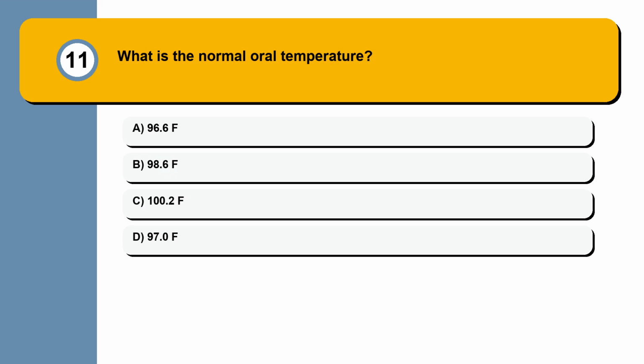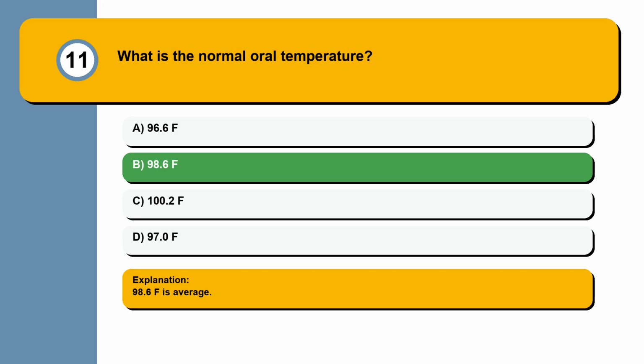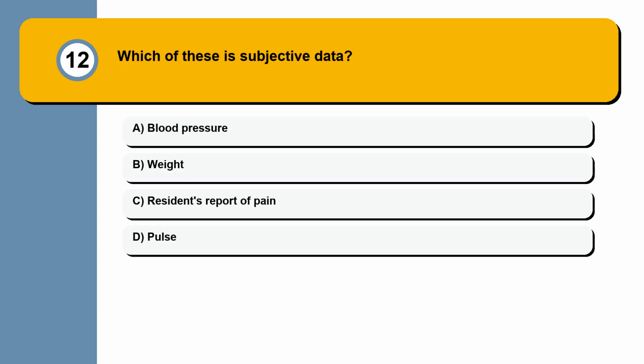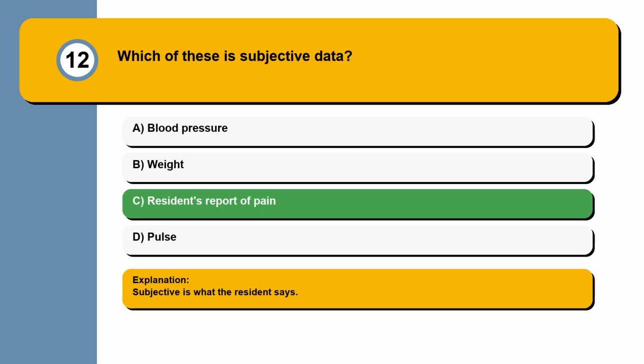Question 11. What is the normal oral temperature? 96.6 F, 98.6 F, 100.2 F, 97.0 F. 98.6 F is average. Question 12. Which of these is subjective data? Blood pressure. Weight. Resident's report of pain. Pulse. Subjective is what the resident says.